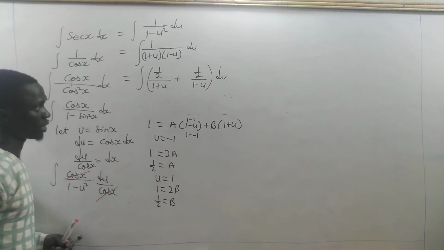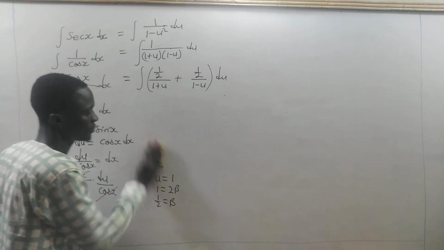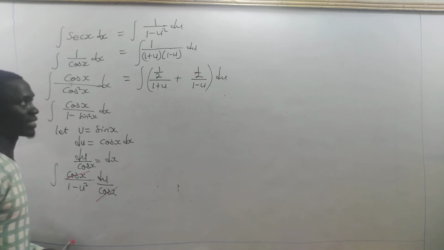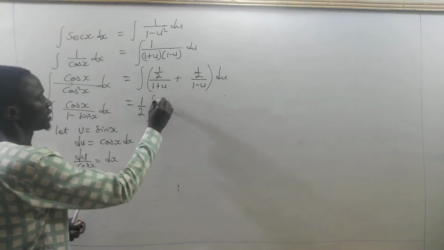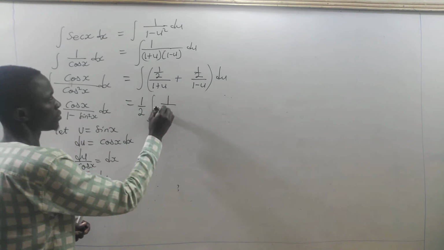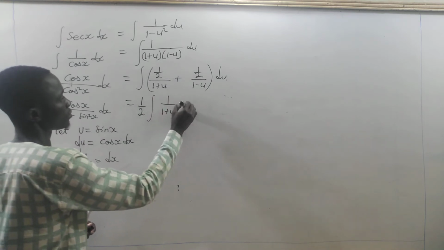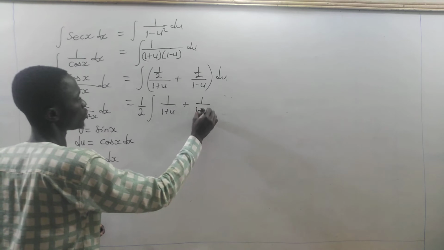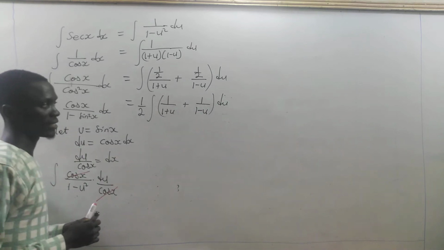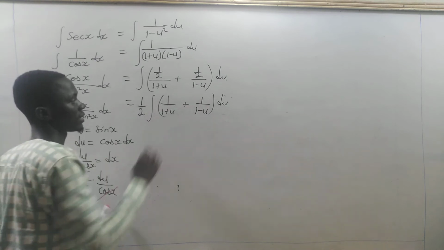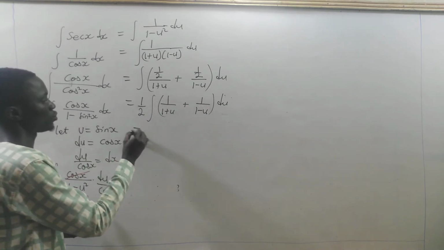Wow, very simple as that. So here, let us factorize 1 on 2 out to get 1 on 2 times the integral of 1 on (1 plus u) plus 1 on (1 minus u) du. So this is a sum. Let us send the integral sign into the bracket.